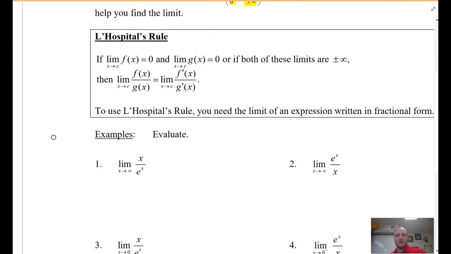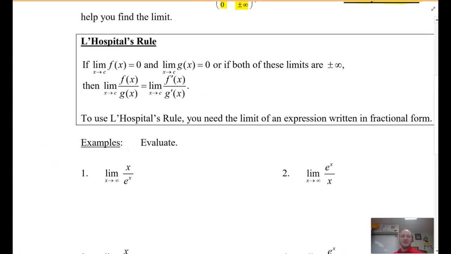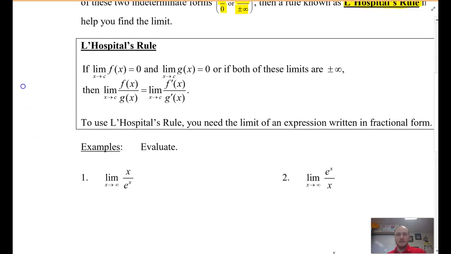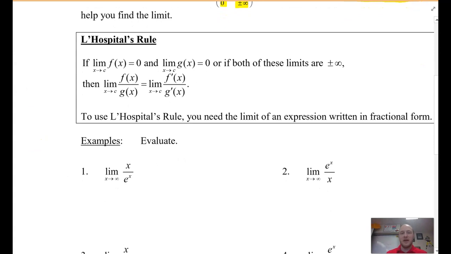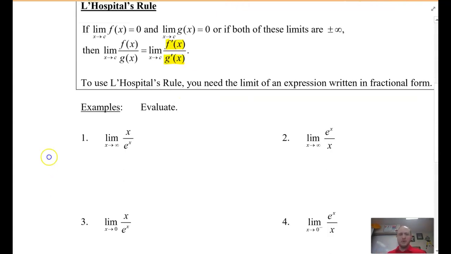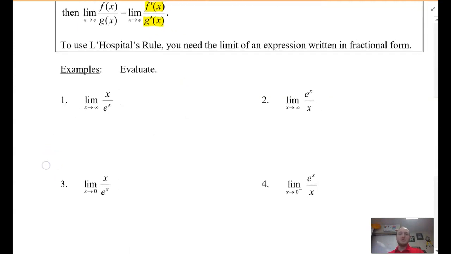Here's what L'Hopital's rule says. If the limit as x approaches c of the function on top equals 0, as well as the function on the bottom approaches 0, or if they're both positive or minus infinity, hint, hint, the indeterminate forms, then we can calculate the derivative of the top and the derivative of the bottom, and we utilize that in our limit. It's pretty simple. To use L'Hopital's rule, you need the limit of an expression written in fractional form.